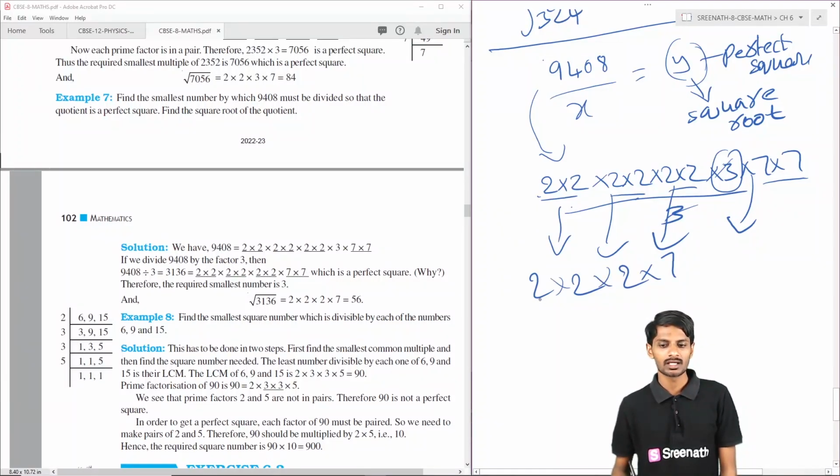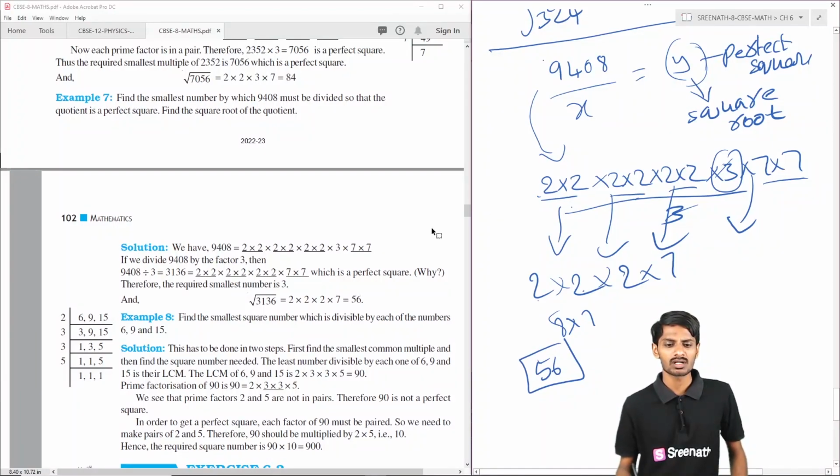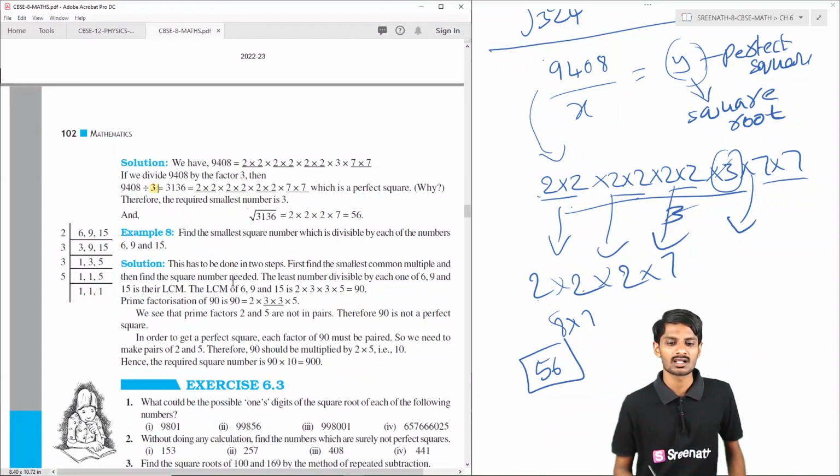Multiply: 2 2s are 4 and 4 2s are 8. So 8 into 7, 8 into 7 is 56. It is the square root. And the number we have to divide by is 3. So that is the thing. You can do this also like that.